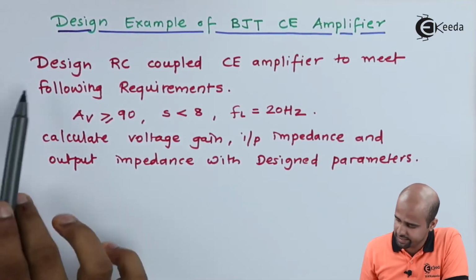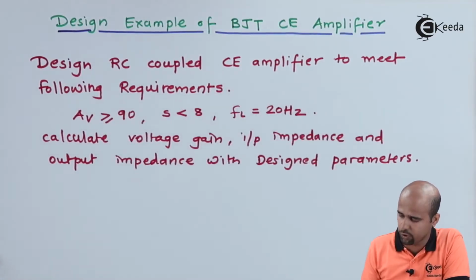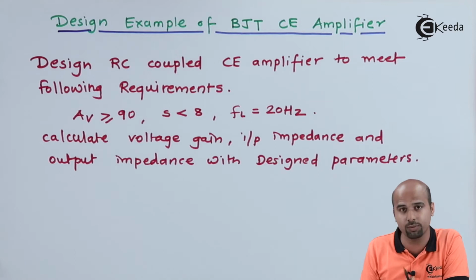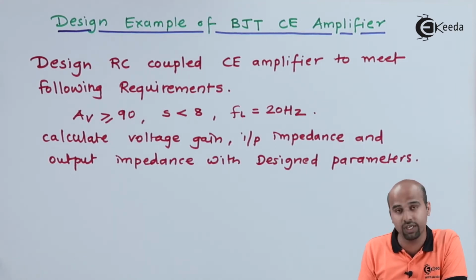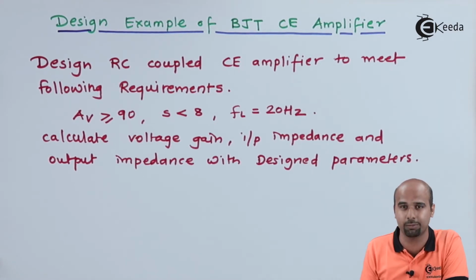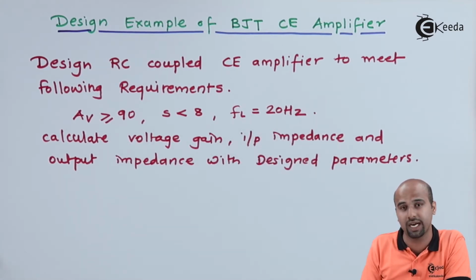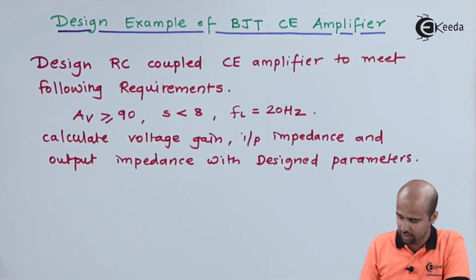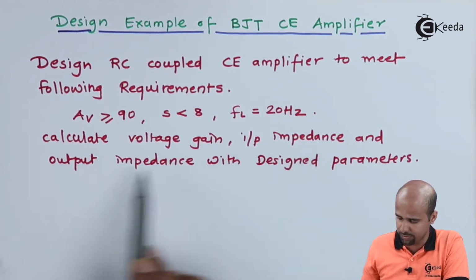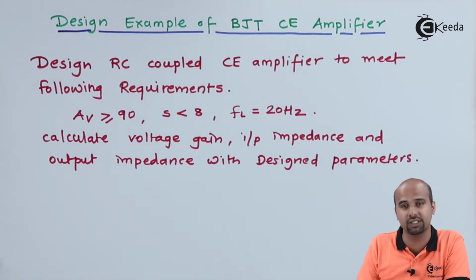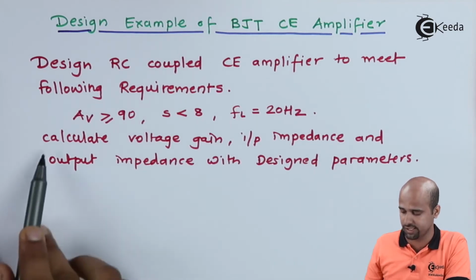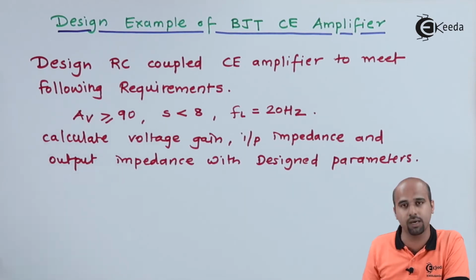The question is: design an RC coupled CE amplifier to meet the following requirements. The customer wants the gain to be greater than 90. The stability factor should be less than 8, which means the circuit should be highly stable. The low cutoff frequency is given as 20 Hz. Below that, I won't use this circuit as an amplifier. Calculate the voltage gain, input impedance and output impedance with the designed parameters. So this is the second finding after this complete design.